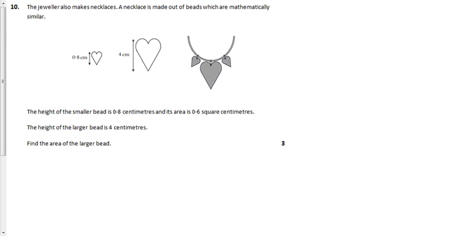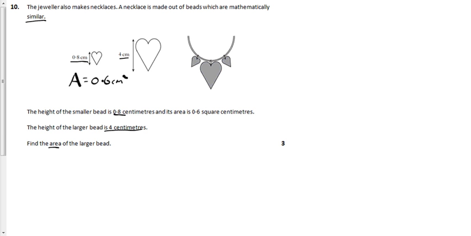Okay, similarity question. Well, I suppose similarity question and a scale factor question. We've been told that the beads are mathematically similar. I've been told the height of the smaller one is 0.8, and I also know its area is 0.6 centimeters squared. I'm told the height of the larger bead is 4 centimeters. Find the area of the larger bead.